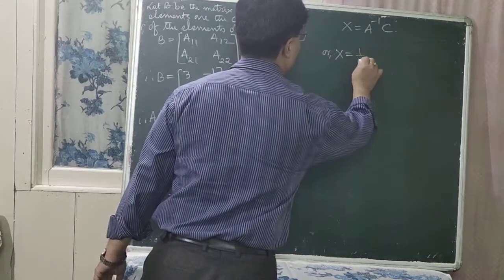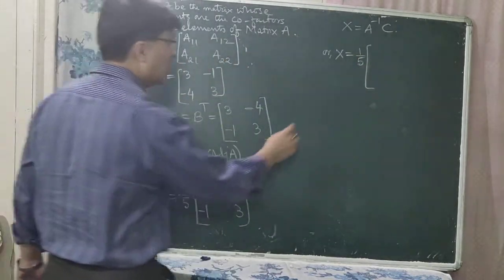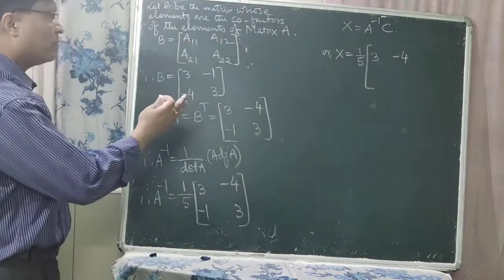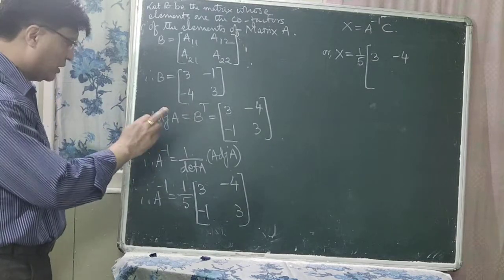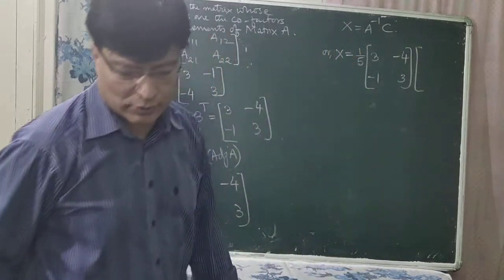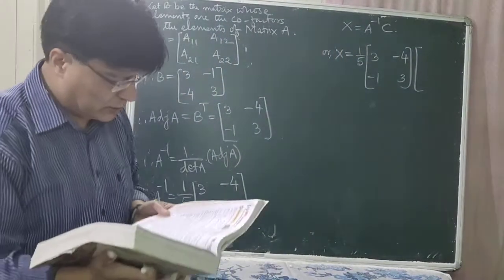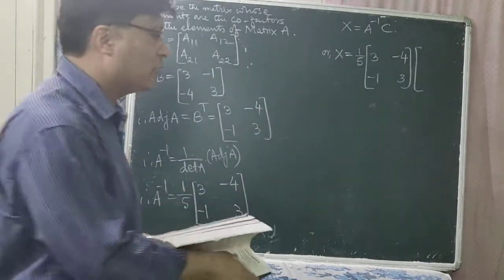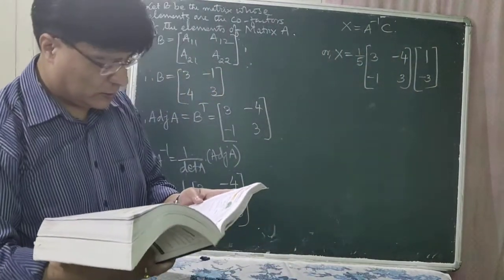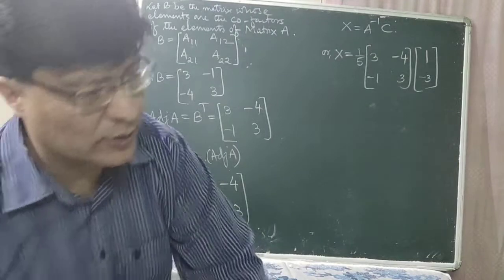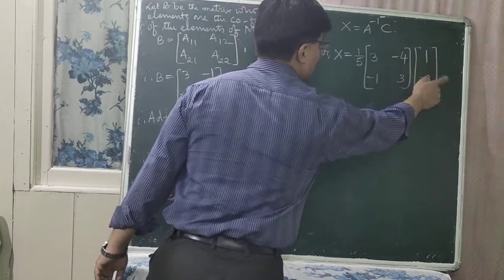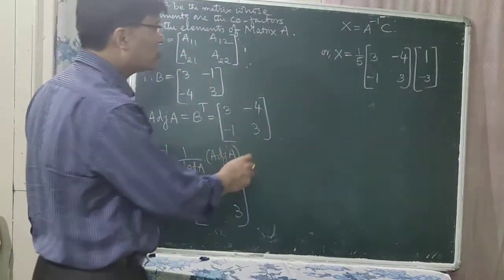What is A inverse? Just now we got it. 1 upon 5. Next, what are the elements here? 3 minus 4, minus 1, 3. Don't multiply it by 1 by 5. Okay? So 1 by 5 is written outside the matrix. And what was the constant matrix out here? So here the constant matrix was 1 and minus 3, isn't it? That is your constant matrix. Now you can multiply these two matrices. 2 columns, 2 rows, they are equal. That means you can multiply these two matrices.